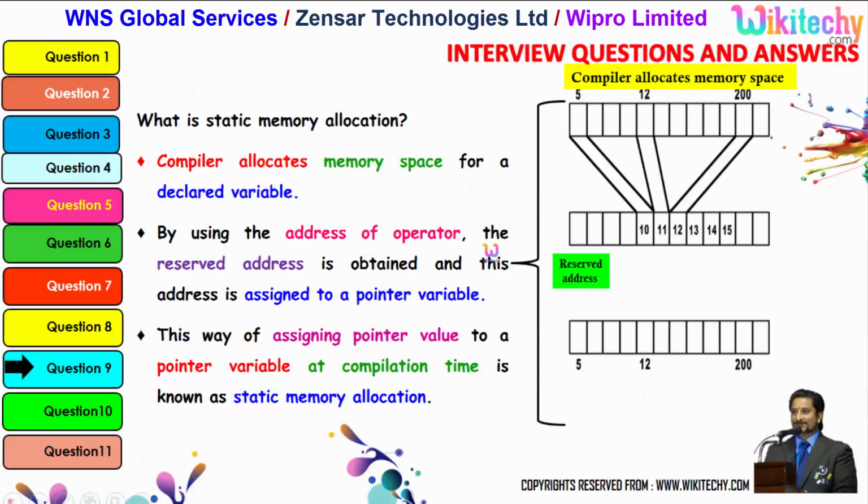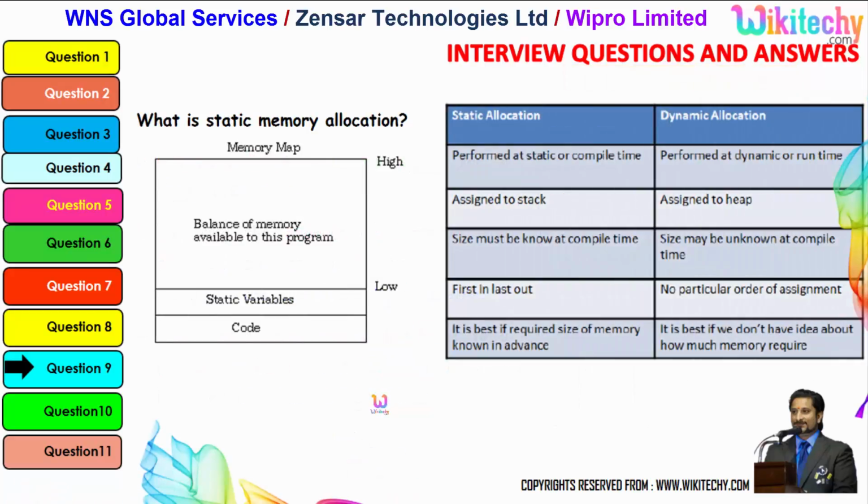Let's talk about a very important interview question, what is static memory allocation? The compiler allocates memory space for a declared variable. By using the address of operator, the reserved address is obtained and the address is assigned to a pointer variable. This way of assigning a pointer value to a pointer variable at compilation time is known as static memory allocation. You can see it here. Here is the variable. Once the variable is declared, the memory is automatically allocated and the rest of the memory is available for the program to execute.